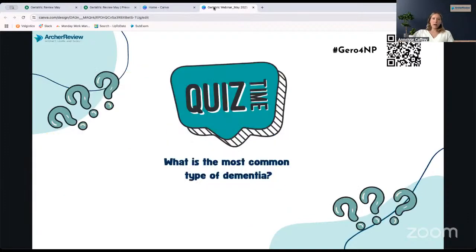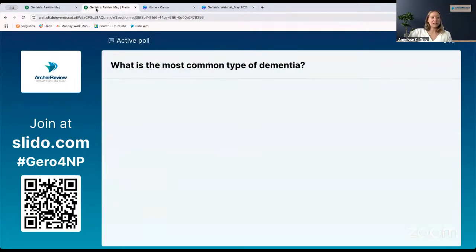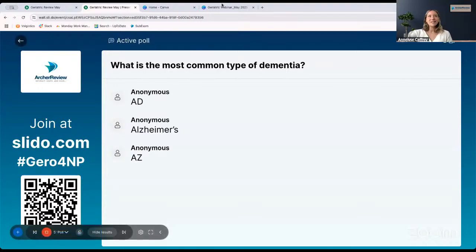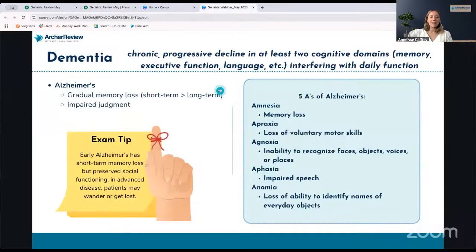Okay, pop quiz real quick, guys. What is the most common type of dementia? I'm going to give us about 30 seconds here to talk about this. Alzheimer's disease. Awesome. You guys got it. Hit the nail right on the head. That is exactly what it is.